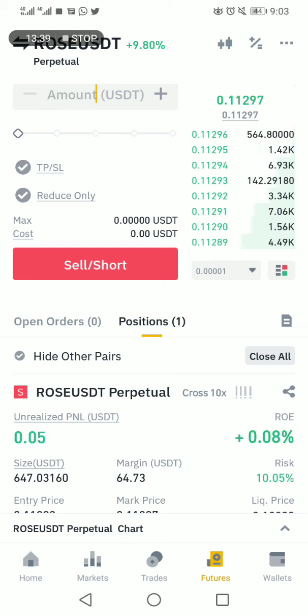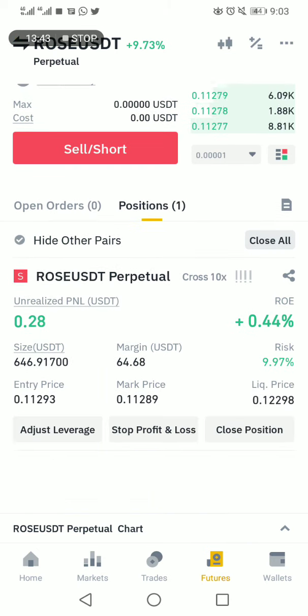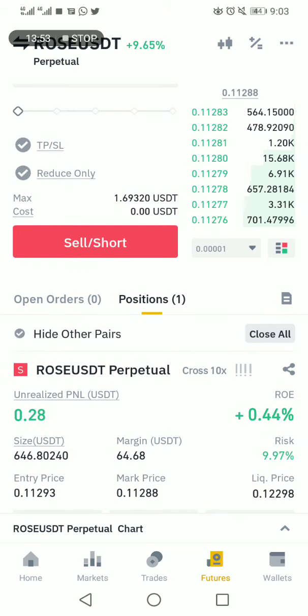So as you can see, my entry point was 11,293 and the market price is 11,283. So that is why I'm in profit now. The market is going down now in my favor, like I predicted, and I'm in profit now. You can see it.